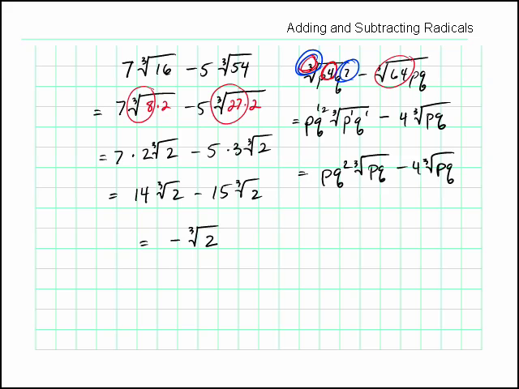Now since the radicals are identical, a cube root pq, these are considered like terms, and so we can write this as pq squared minus 4 cube root pq's. In other words, it's sort of like factoring out the cube root, and that's our result. Let's look at another one like that.